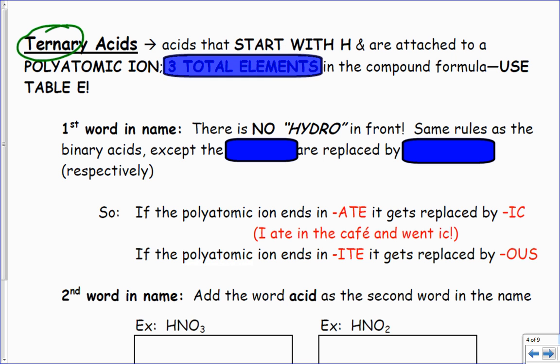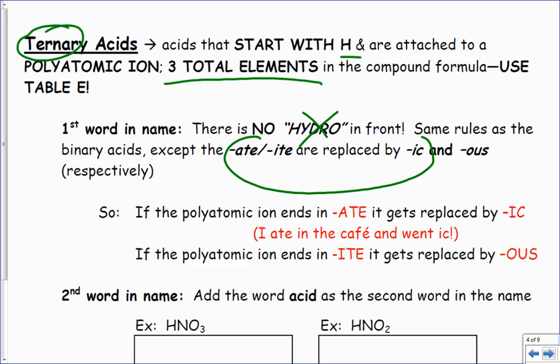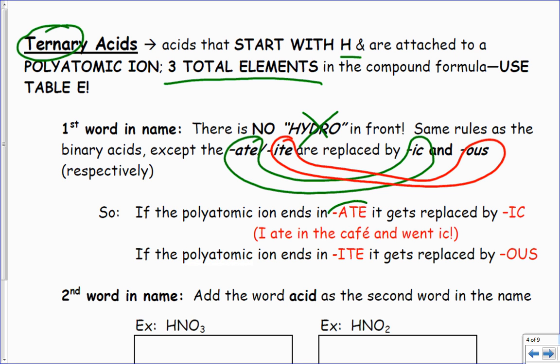Ternary means 3. So I'm going to start with an H, and I'm going to have 3 total elements. In this particular case, we do not use hydro, but it's the same rule as binary, except for the ate and the ite are replaced with ic and ous. So ate and ic, ite goes with ous. Here's how I remember that if I need to. The ate: I went to the cafe and I ate at the cafe and it was icky. What I ate was icky.